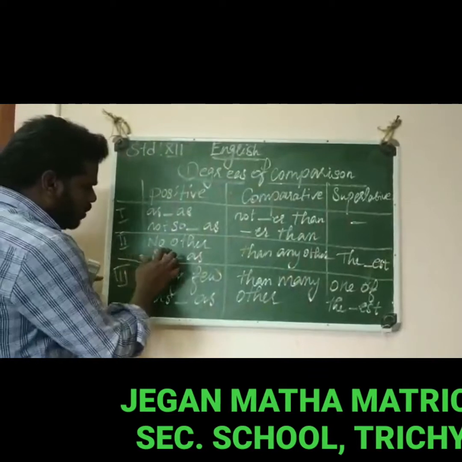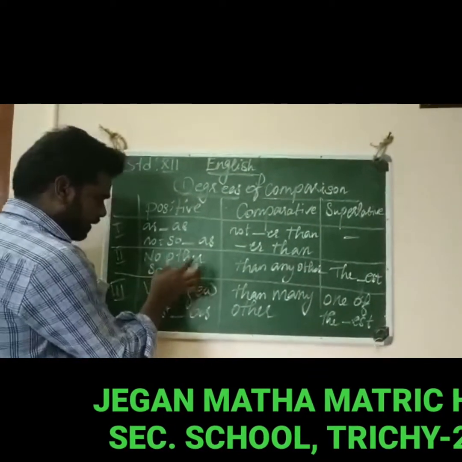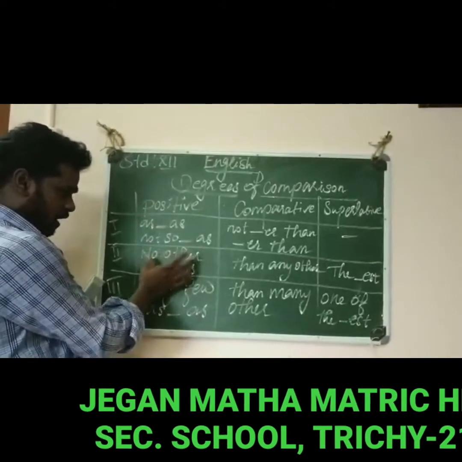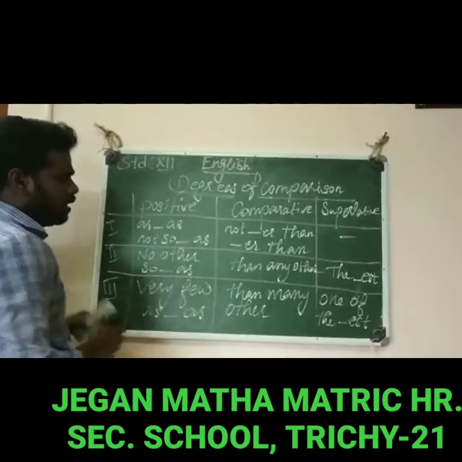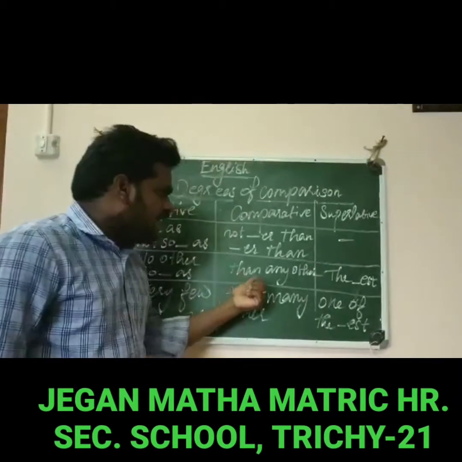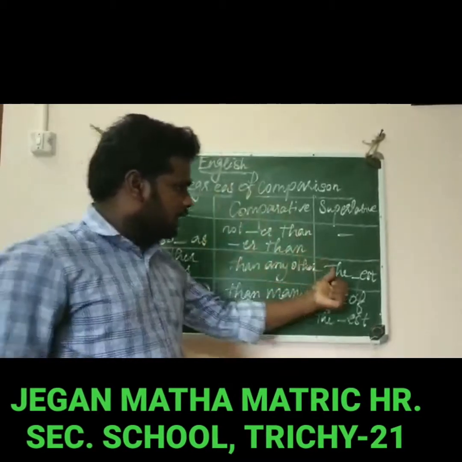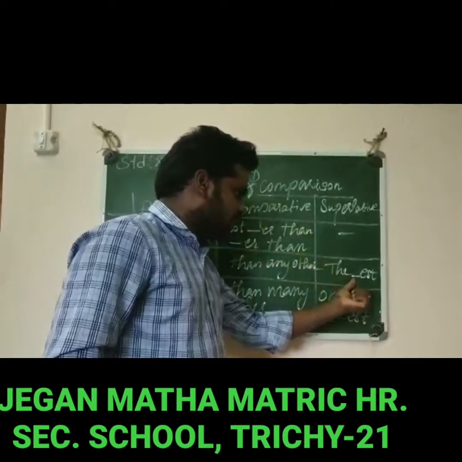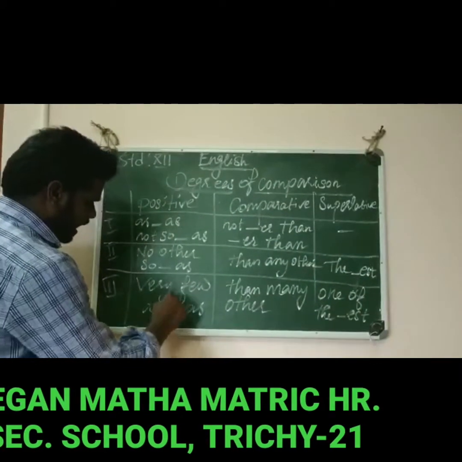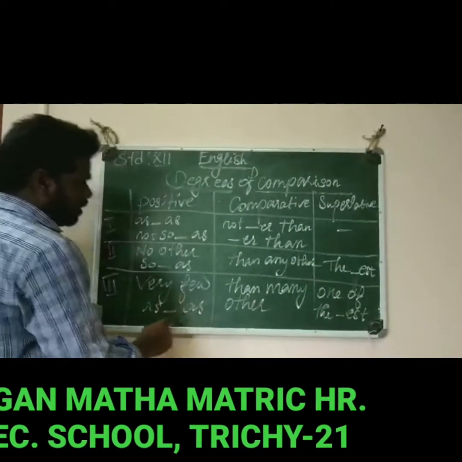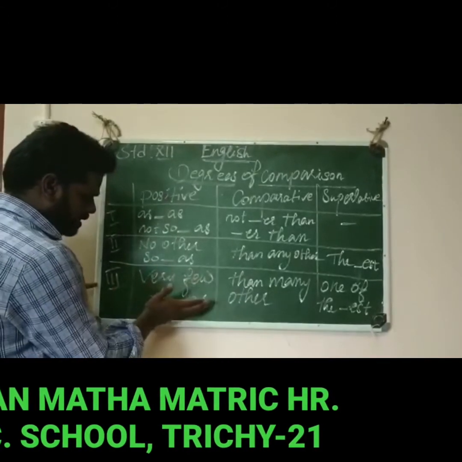Second type: no other, so, adjective, as. The beginning of the sentence, no other. If you have it, we can identify the positive degree. Then so, adjective, as. Comparative degree: than any other. The superlative degree: the, adjective, est. Very few, as, adjective, as. If we have very few, as, adjective, as, that is positive.